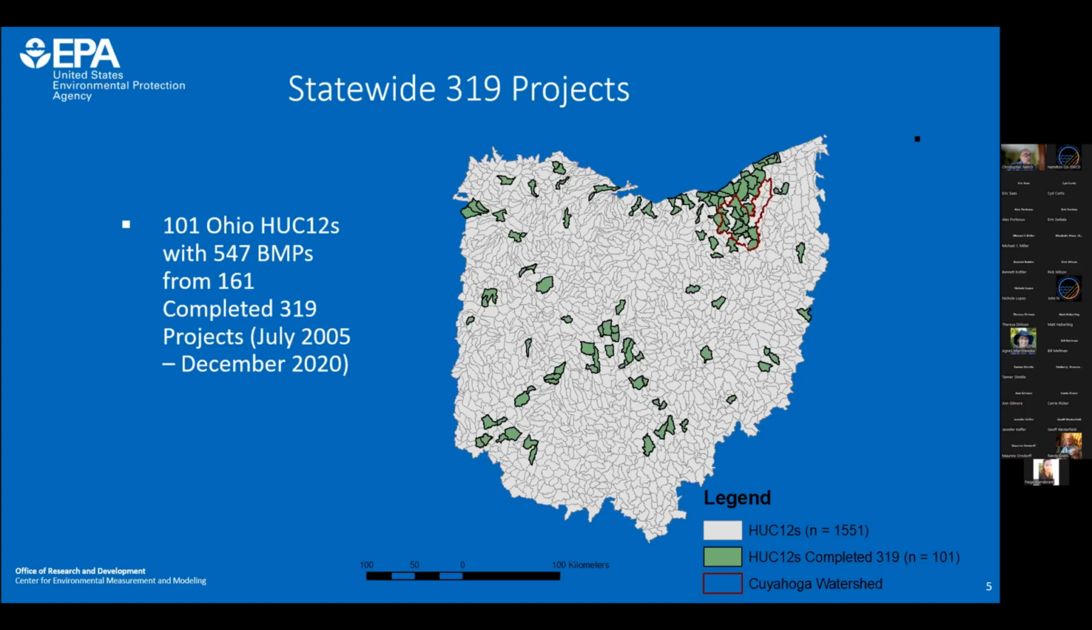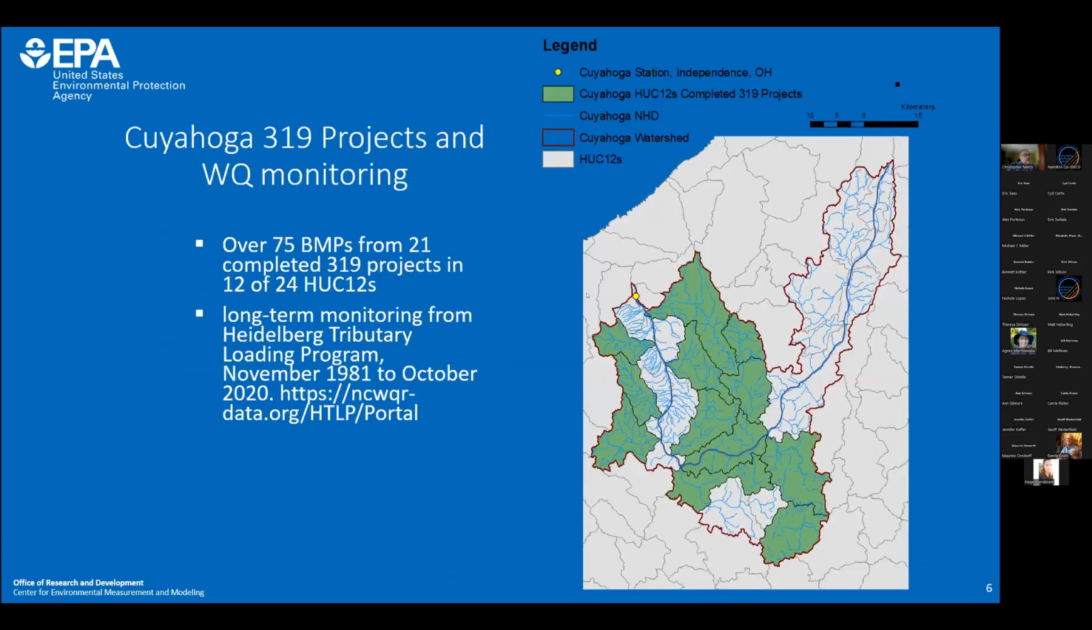This is all the Cuyahoga River watershed, not all of it, but you can see that it is outlined in red here. So that's where we started shifting our attention. This is a look at the BMP 319 effort implemented in the Cuyahoga. They call it the Crooked River that runs along this flow path here. And again, the HUC 12s in green here had BMPs implemented through 319 effort. 75 BMPs over 21 completed 319 projects in half of the HUC 12s in the Cuyahoga. And again, we were using data from this long-term monitoring station that had data from 1981 to 2020, but a tree had fallen on that station in 2018. So we really ended up focusing our analysis on the 2000 to 2017 period.